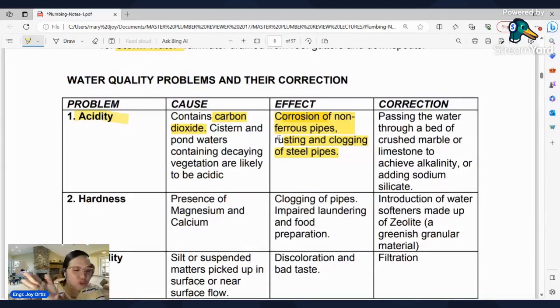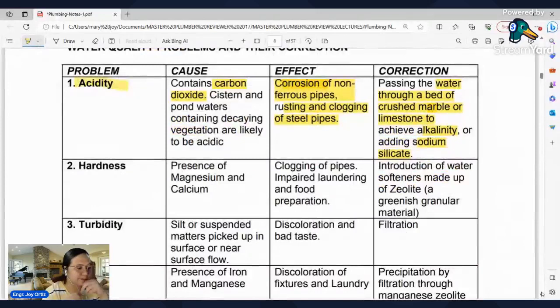Correction: passing the water through a bed of crushed marble or limestone to achieve alkalinity, or adding sodium silicate. So we need water passed through a bed of crushed marble or limestone to achieve alkalinity, or adding sodium silicate. We remember this when we have acidic water, guys.